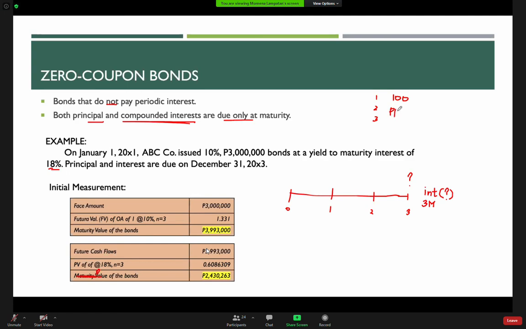Okay? Pagdating ng year 2, we will compute the interest: the principal plus the 100 interest. This is what we multiply by the 10% nominal rate. Okay? That is the interest here. Pagdating ng third year, what you computed here plus the principal, that is what you multiply by 10%. So, the interest earns interest.